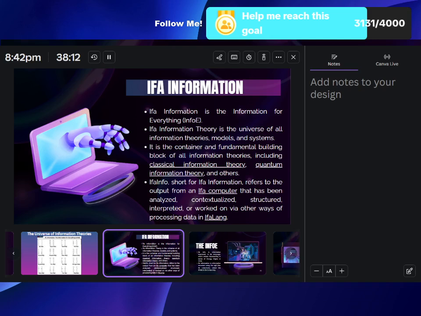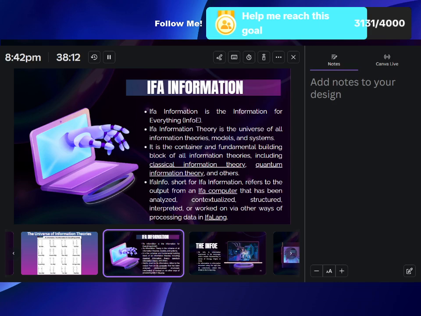So IFA information theory, we shorten it as IFA info. As I explained before, the old IFA system contains Opon IFA, Iroke IFA, Ide IFA, Opele, Ikin IFA. All those things are used to do IFA divination. We call them the IFA system generally.